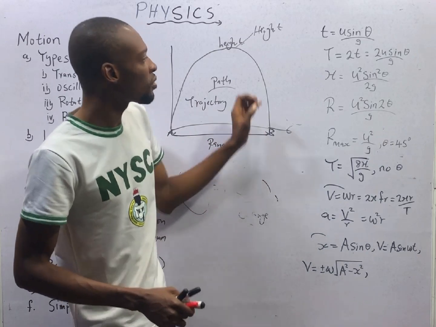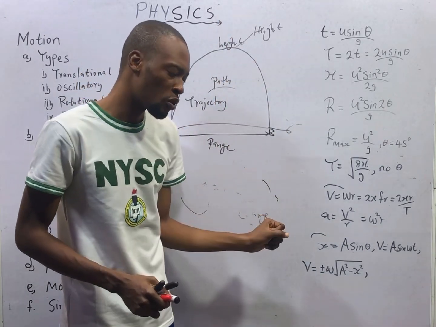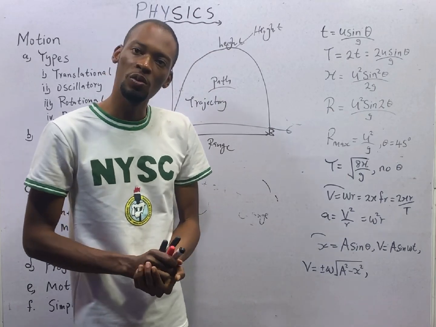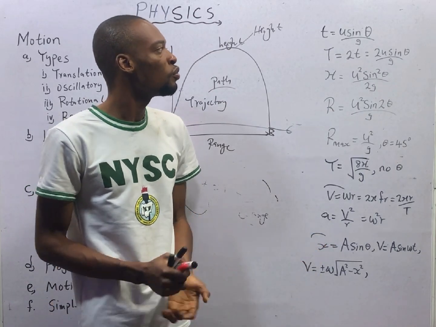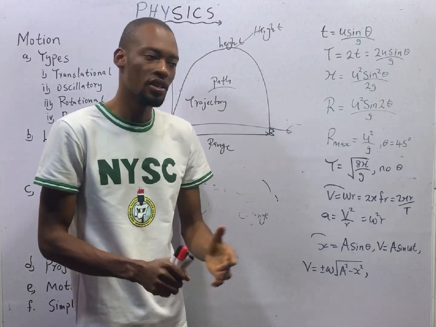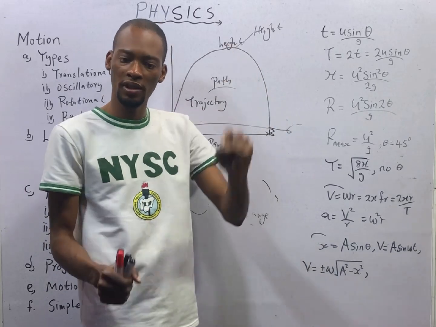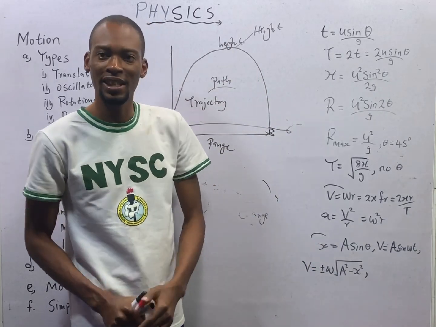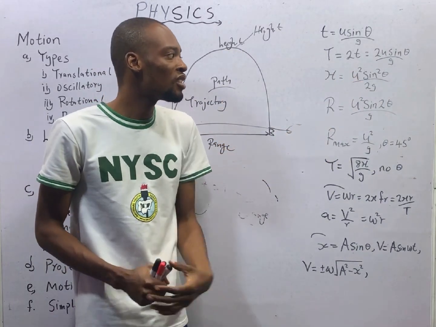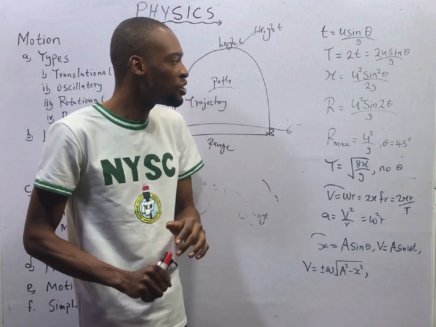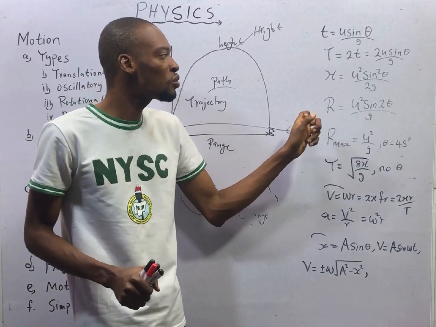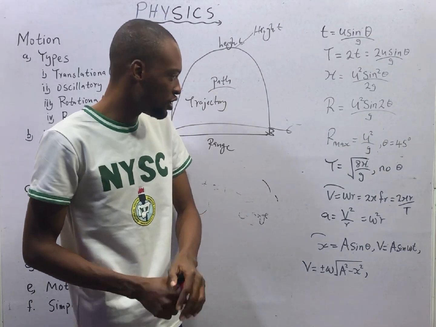So time of flight is 2 times the time taken to get to the maximum height. Because if it takes 2 seconds to go up, it will take 2 seconds to come back. Total time is 2 times 2, that is 4, which makes the time of flight 2u sin theta over g. Time of flight, time to go up, time to come down: 2u sin theta over g. Then the maximum height is u squared sin squared theta over 2g. And the range, from here to here, is u squared sin 2 theta over g.